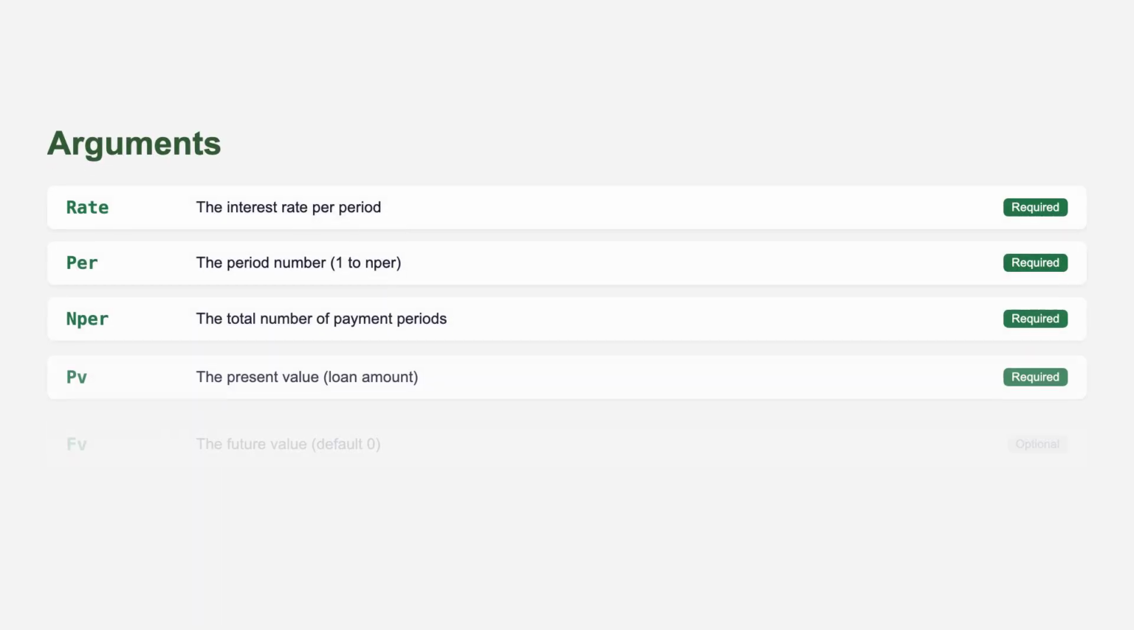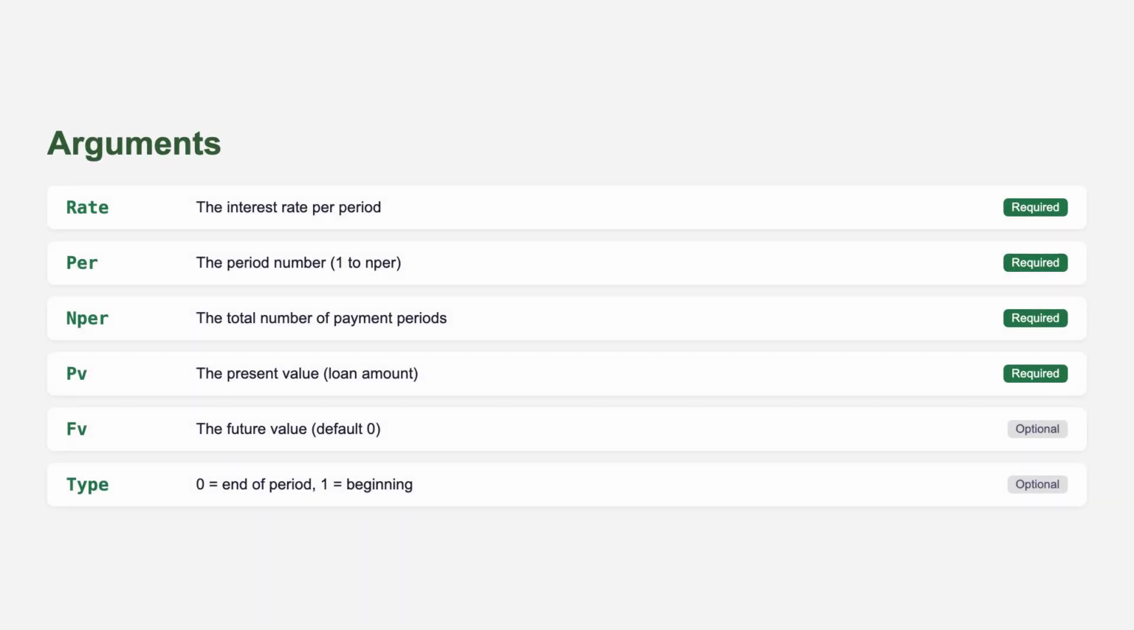There are 6 arguments. Rate is the interest rate per period. Per is the specific period number from 1 to NPER. NPER is the total number of payment periods. PV is the present value or loan amount. FV is an optional future value, which defaults to 0. And type is optional, 0 for payments at the end of each period, or 1 for payments at the beginning.